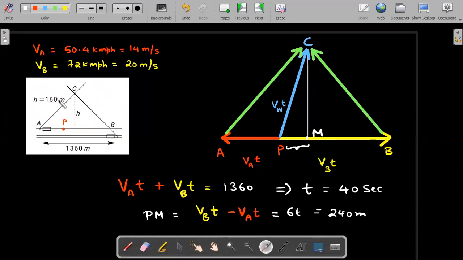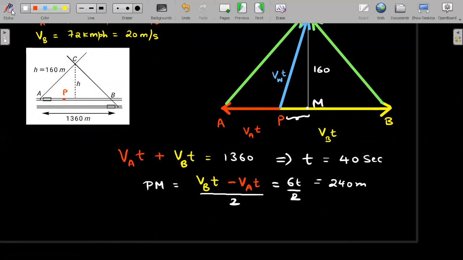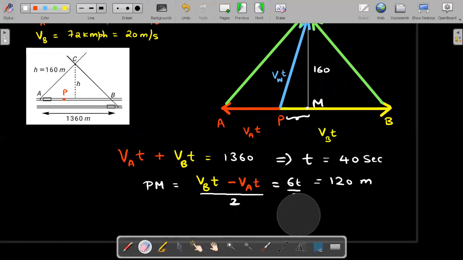So since that is 240 meters, the value of CM was already given. Can you see this? This 160 meters was already given. So you have a right angle triangle here. Can you see there is a right angle triangle with this as 240 and this as 160, right? I think I made a small error here. Okay, so this should be divided by 2, I think. Therefore you end up having this one to be 120 meters. So if this is 160, this should be 120 in the picture.